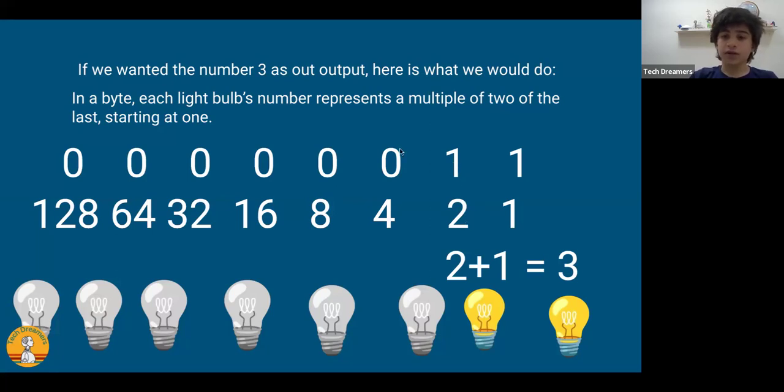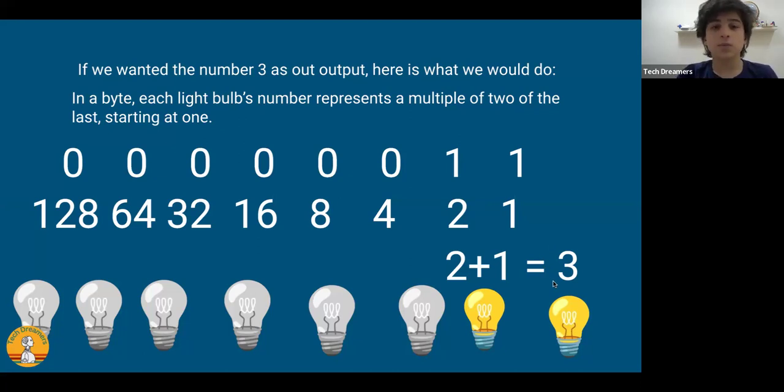This means that if, instead of making zeros, which are where they're all off, we would have 1 to represent that they're on. Let me know if you have any questions. And that means if the light bulb that corresponds to 2 and the light bulb that corresponds to 1 are both on, those values would be added together and we would get 3. And that's how we would get 3 as our output.